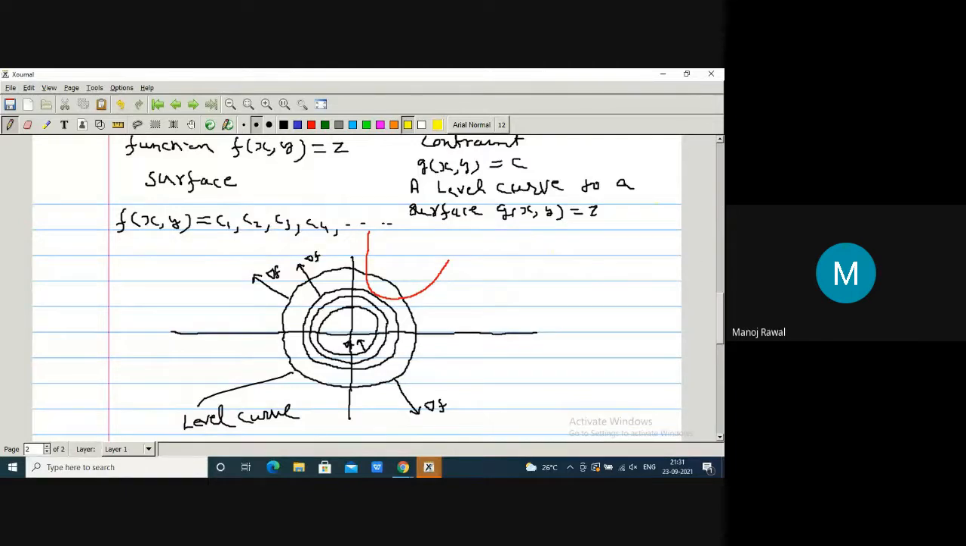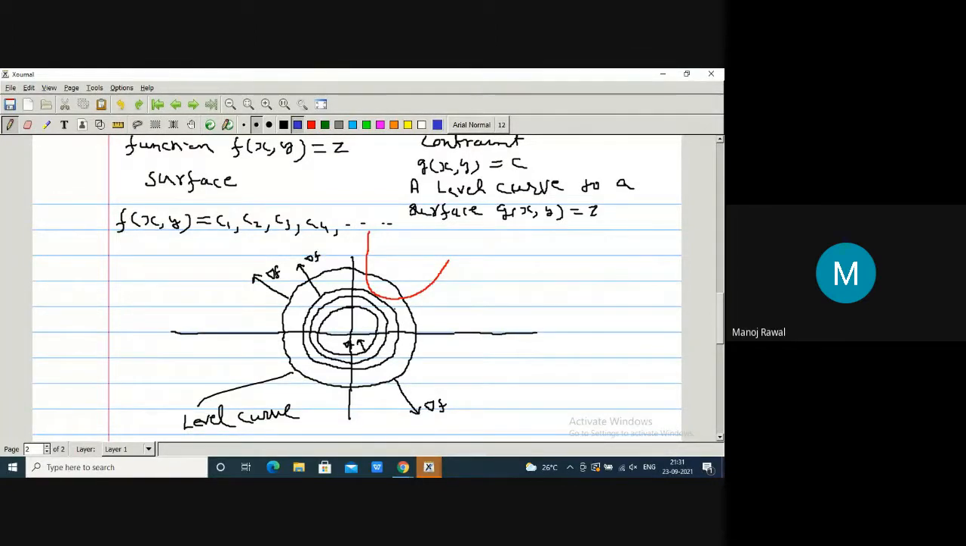Just wait. I need to change to any other color. Maybe this color will work. Yes. So what can you say about the tangent at this particular point? Students, what can you say about the tangent over here? Any geometrical observation you can make over here, or you can think something which will work for me.